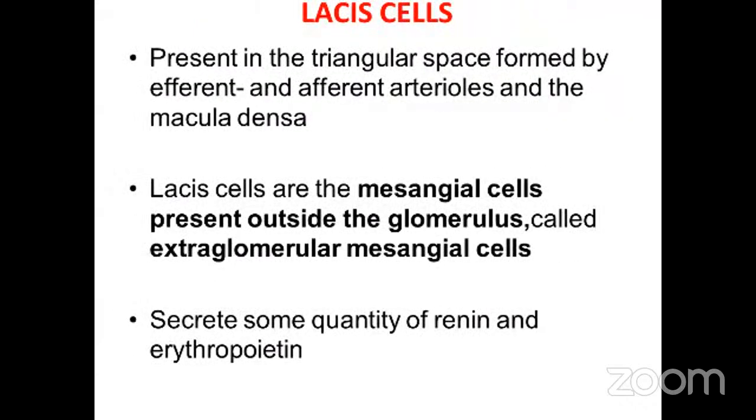Lacis cells, or messenger cells, are present in the triangular space formed by the afferent and efferent arterioles and the macula densa. These are messenger cells present outside the glomerulus, also called extraglomerular messenger cells. They secrete some quantity of renin and erythropoietin. That is the function of the Lacis cells.